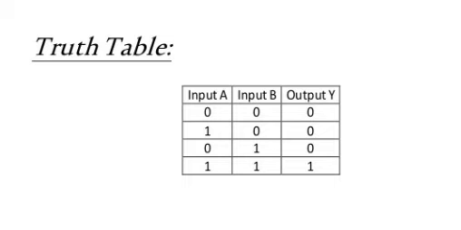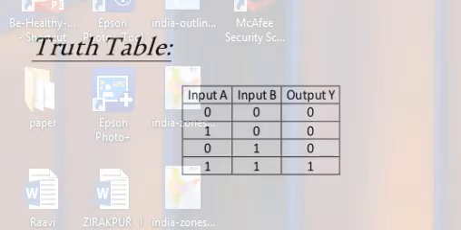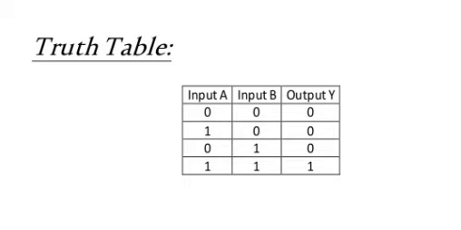So input A, input B: if the values of A and B are 0 0, then the final output Y is coming as 0. If any one of the values of A and B is 1 with 0, if A is 0, then also the output will be 0. If B is 0, then also the output will be 0. The only time 1 is coming, meaning your lamp is glowing, is when both inputs A and B are 1 at the same time.